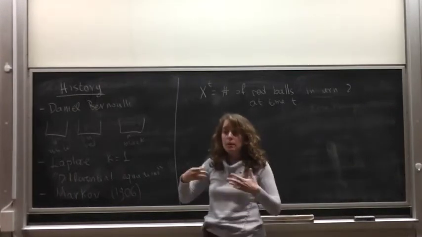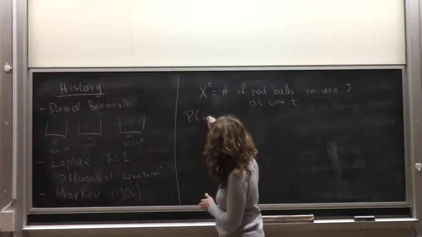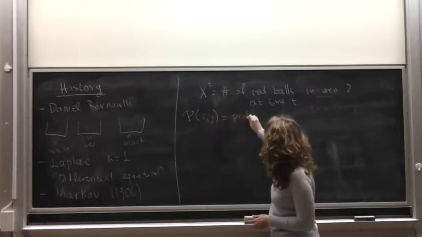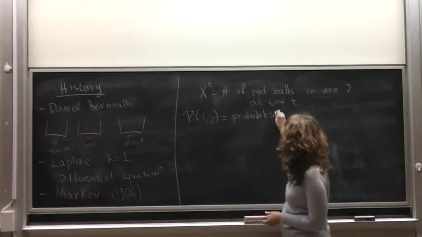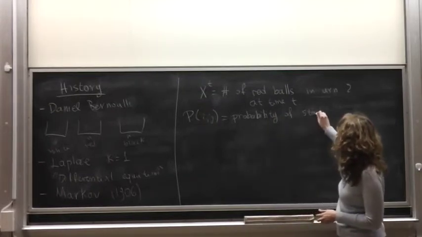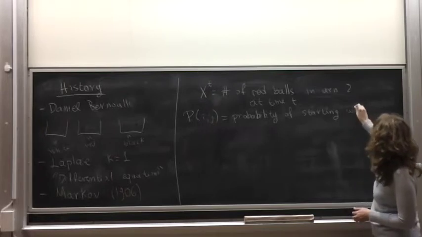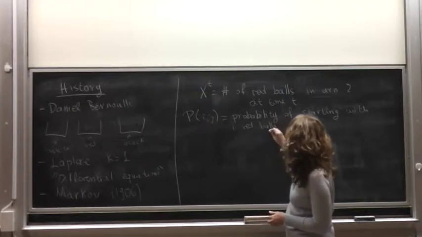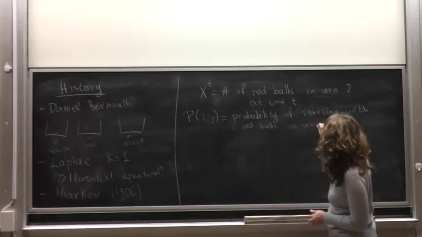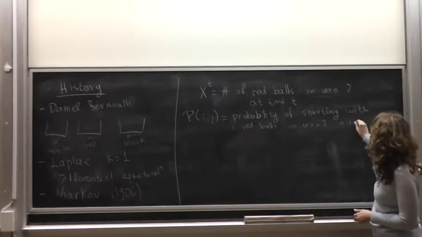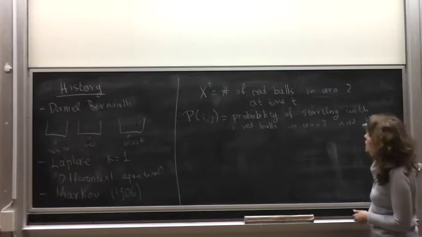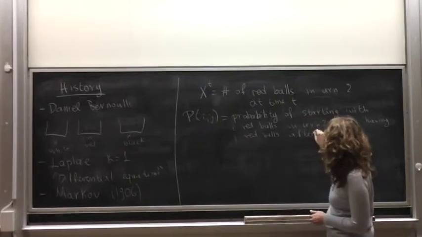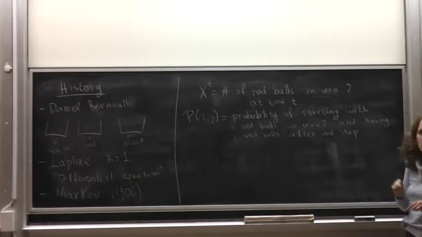So now I want to define a matrix whose ij entry is the following thing: the probability of starting with i red balls in urn 2 and having j red balls after one step. Okay, does that make sense?